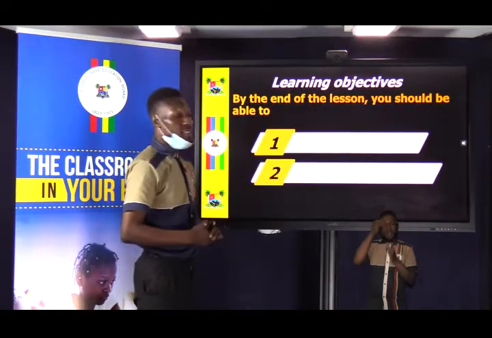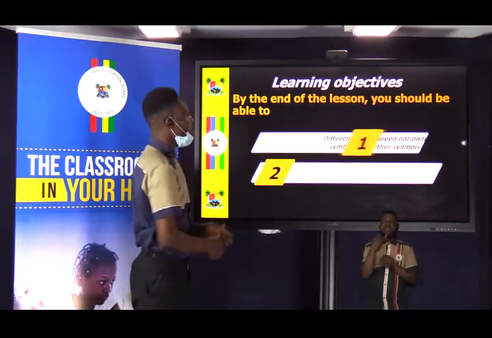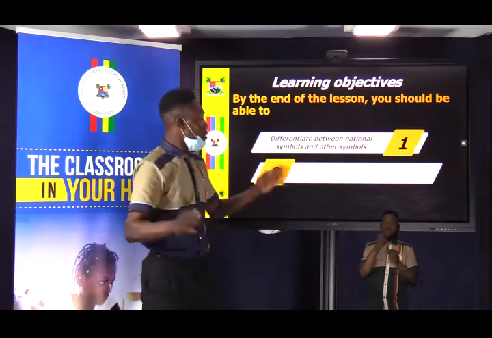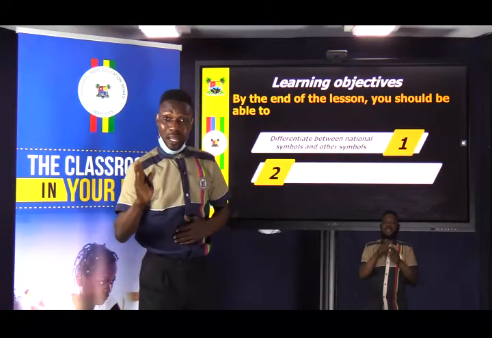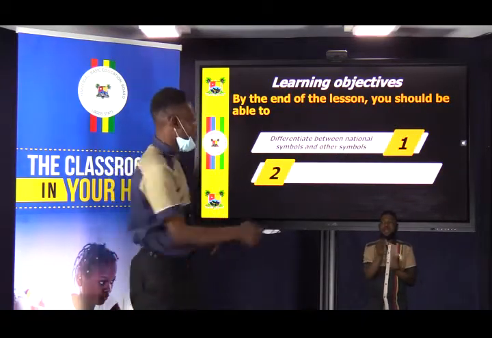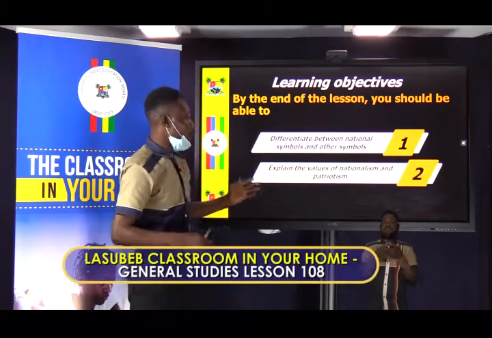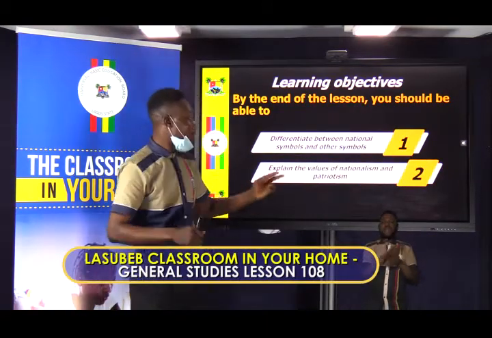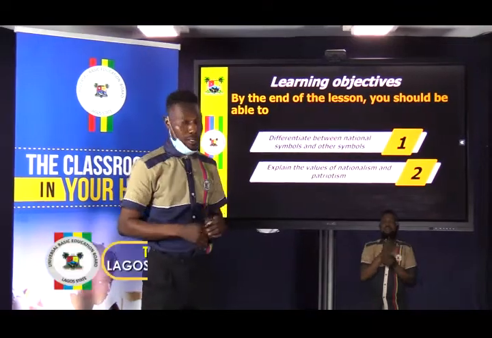Now, what are the learning objectives for today? By the end of the lesson, you should be able to differentiate between national symbols and other symbols. And you should be able to explain the values of nationalism and patriotism.